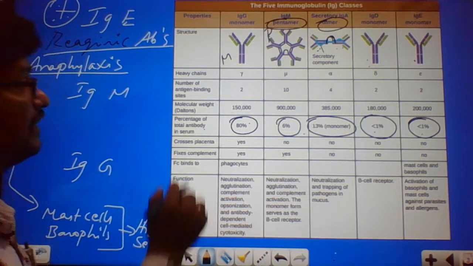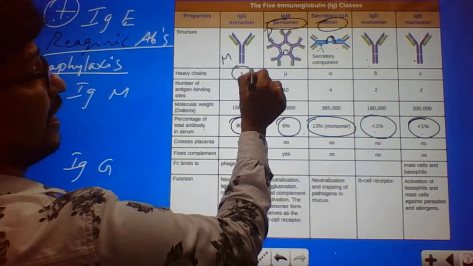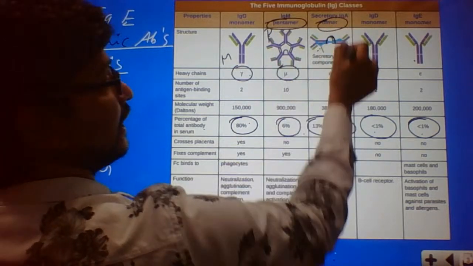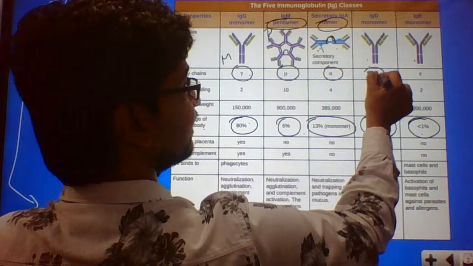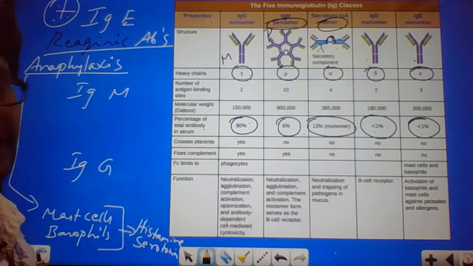Mu is IgM. IgM is the mu. So IgG is gamma, M is mu, A is alpha, D is delta, E is epsilon. Epsilon is the unit actually. So I'll send this image.